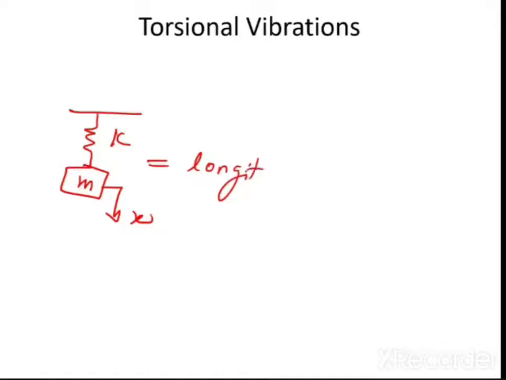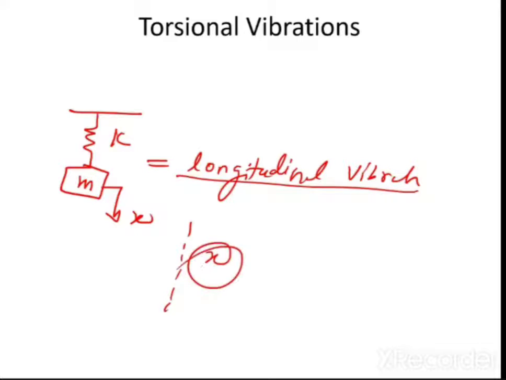Now I have to move to the next part, that is the derivation of torsional vibration. Whatever derivation we have done, we have used a simple spring mass system, m and k. So here the vibrations are longitudinal vibrations. It means the mass m is moving up and down along the axis of x, that is spring k.